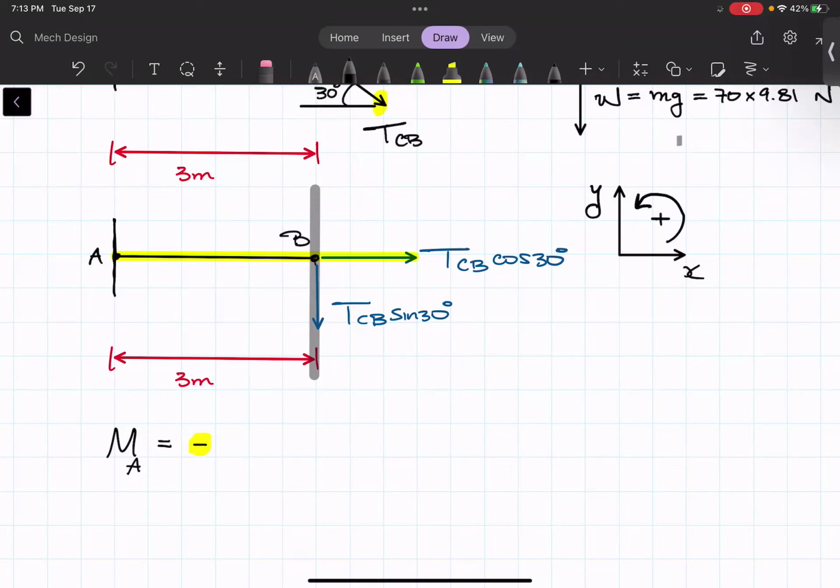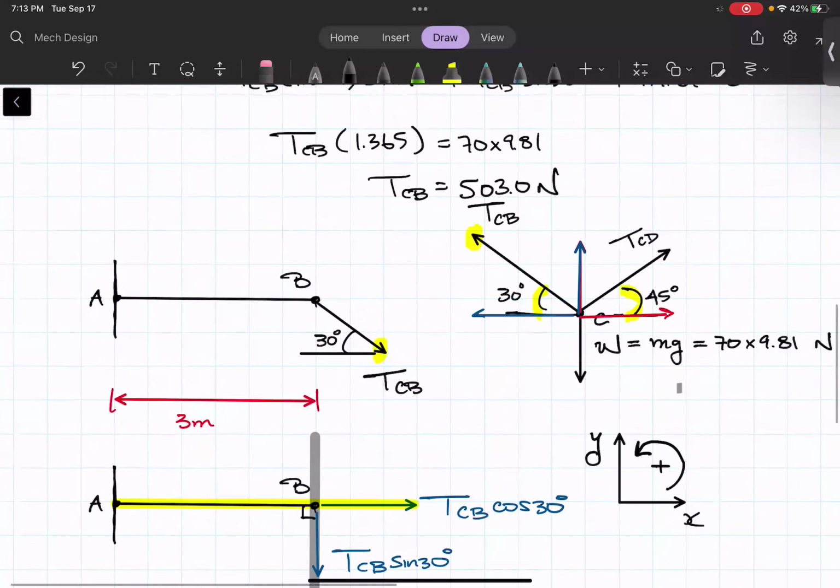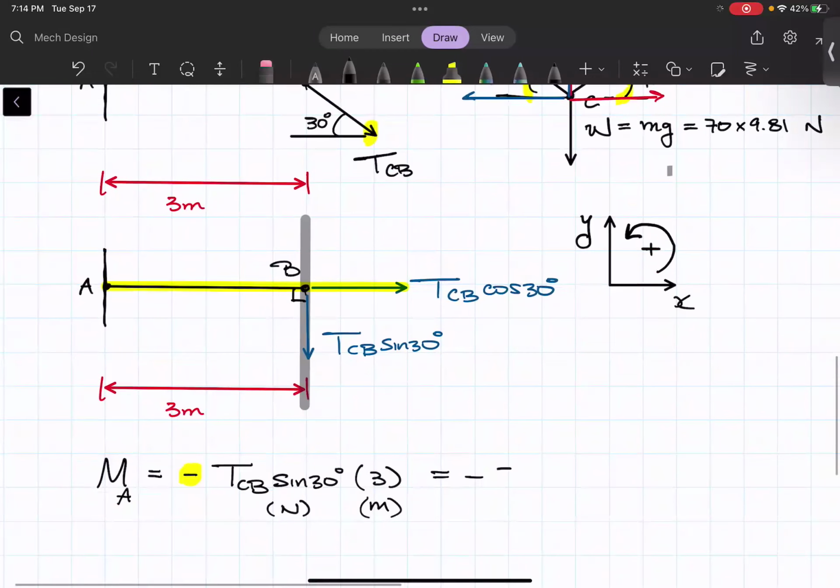So essentially we have negative TCB, okay, sine of 30 times the perpendicular distance. In this case, the perpendicular distance of the line of action of the force to the point of interest is 3 meters. Remember, the units of force is Newton. The units here is meters. The overall units of moment is force times length. So in this case, it's Newton meter because our newtons is the force and our length is meters. Okay, so we got 503 sine of 30 times 3.